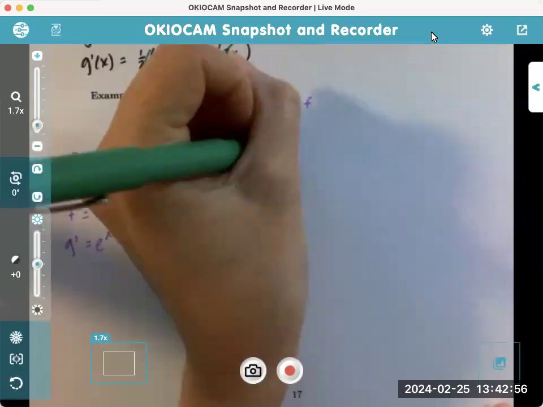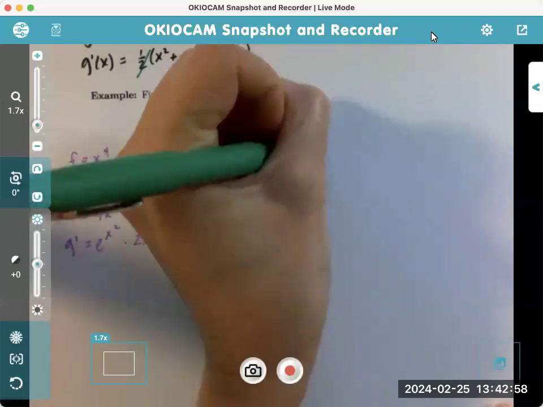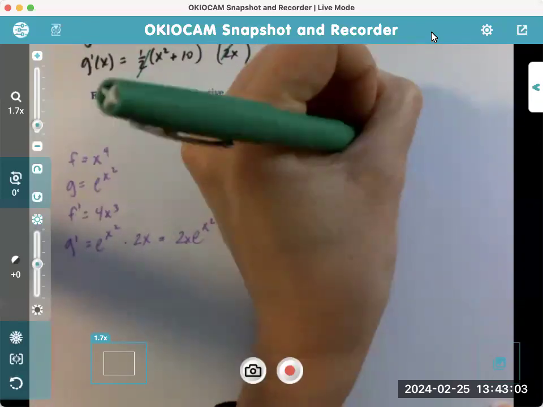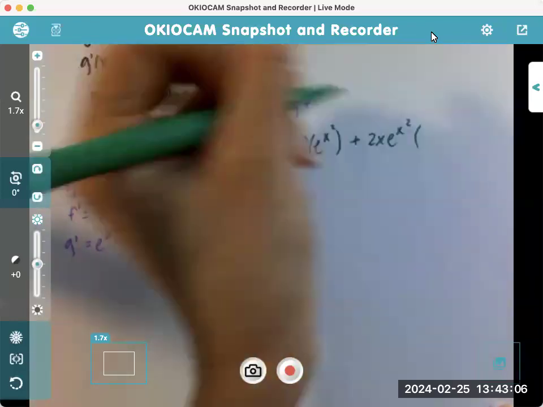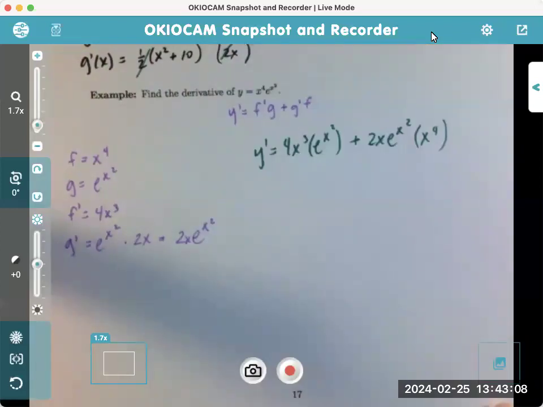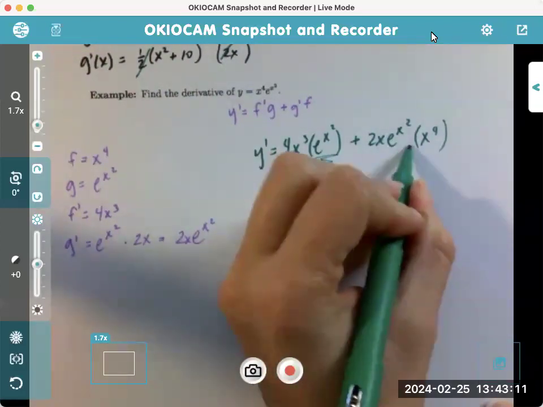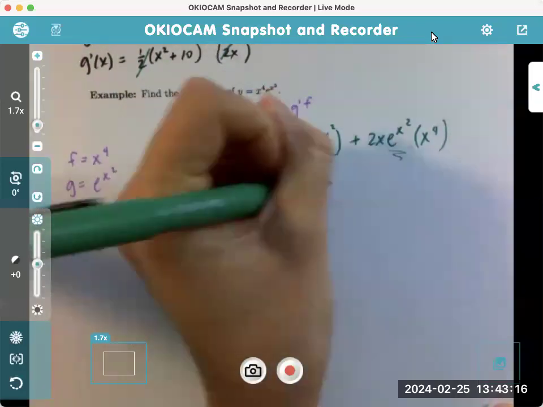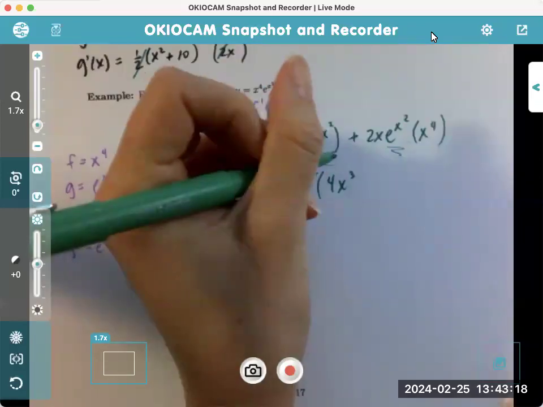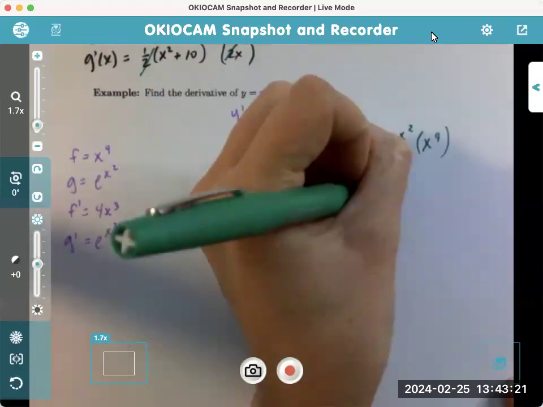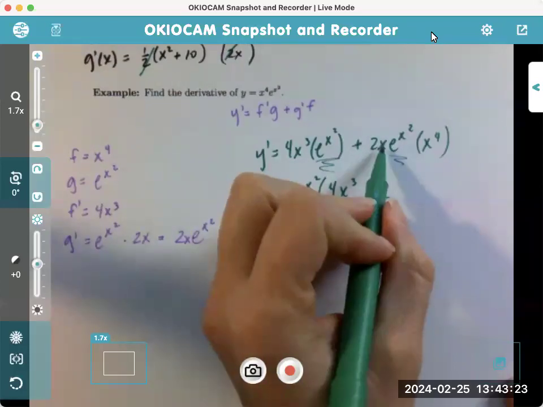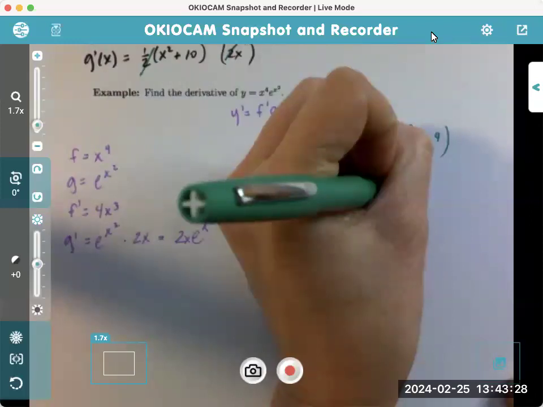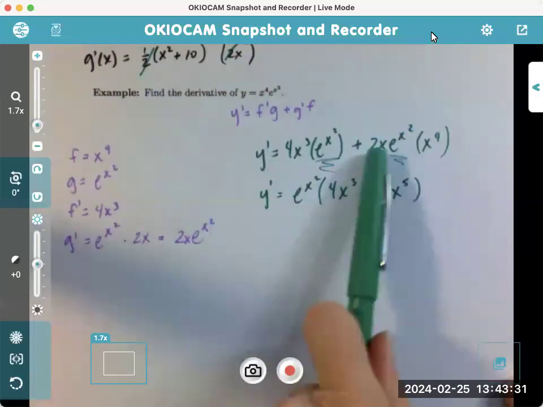So y prime is equal to 4x cubed times e to the x squared plus 2x e to the x squared times x to the fourth. Again, notice that both terms have an e to the x squared, so we're just going to pull that out for practice. That's 4x cubed plus 2x times x to the fourth, which is actually 2x to the fifth, right? X times x.